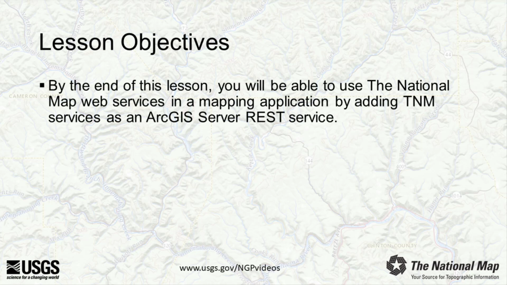By the end of this lesson, you will be able to use the National Map Web Services in a mapping application by adding TNM services in an ArcGIS Server REST service. For this lesson, we will use Esri's ArcGIS software. USGS has an enterprise license agreement with Esri, and any USGS staff can request a software license from the Enterprise GIS team within the Office of Enterprise Information.